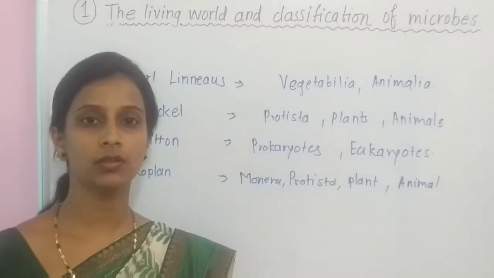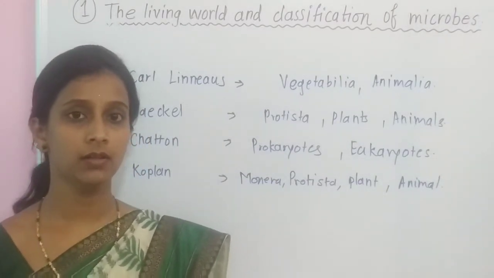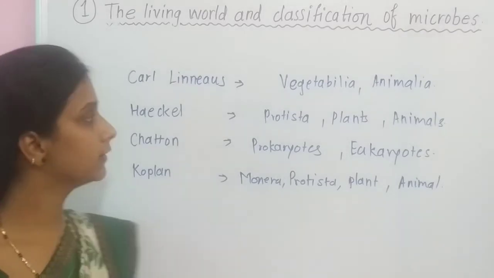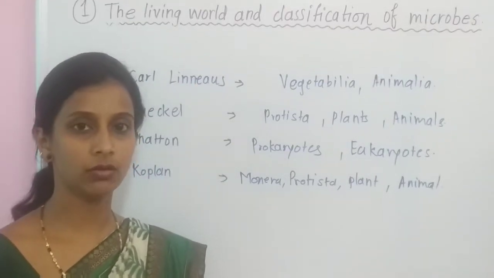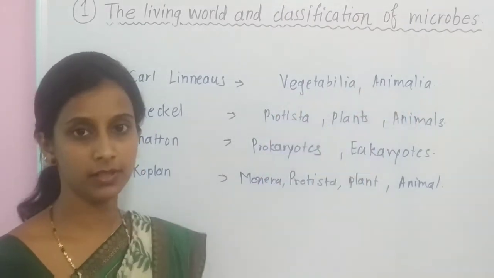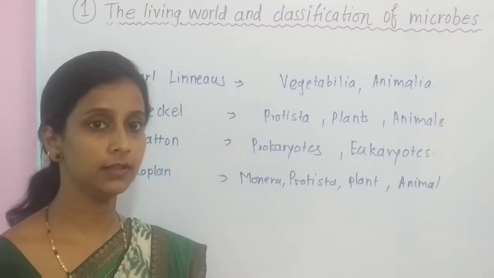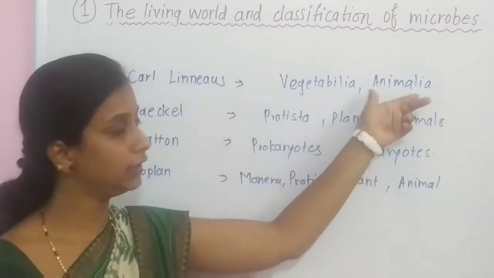Now, as I told, many scientists worked upon the classification of living organisms. Some of them are here. First is Carl Linnaeus. He divided all the living organisms into two groups. These are Vegetabilia and Animalia. He put all the plants into the group Vegetabilia, and all the animals into the group Animalia.